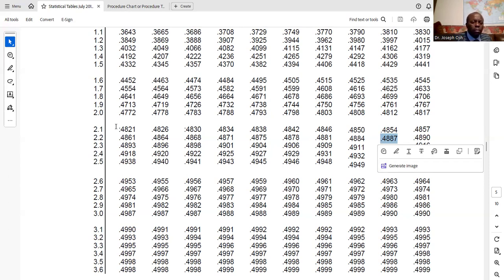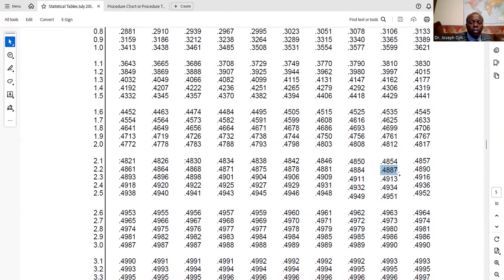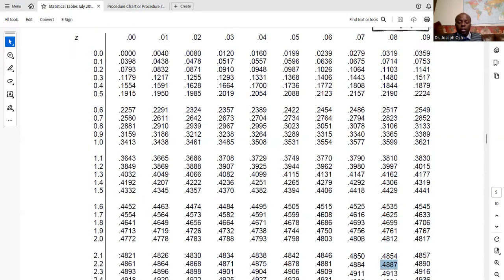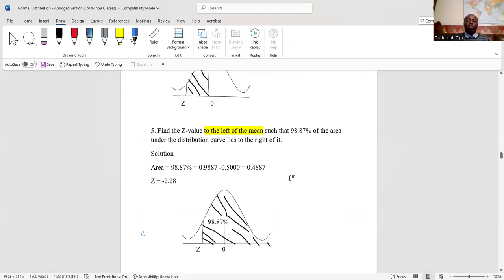So if you follow it all the way to the left, you see that it's 2.2, and it comes under 8. So again, it's 2.2, and it comes under 8. So 2.28. So the answer will be 2.28. But it will be negative because it's on the left side. 2.28. Okay. Any question for me, guys, on this?